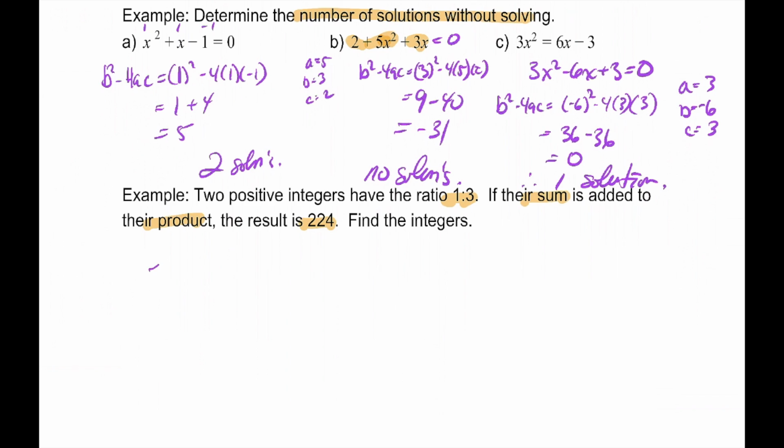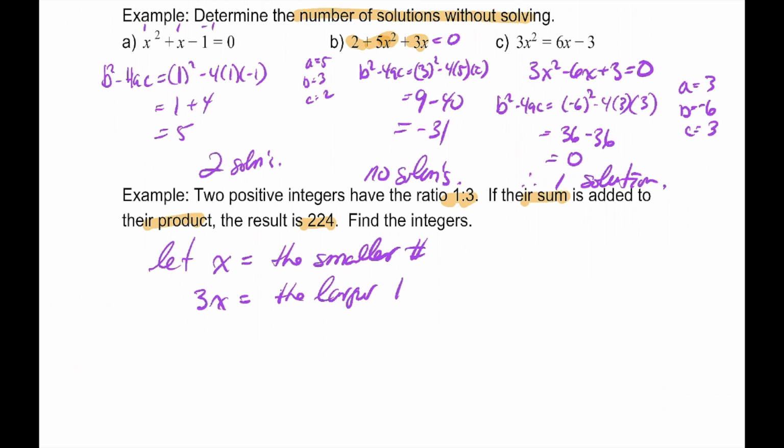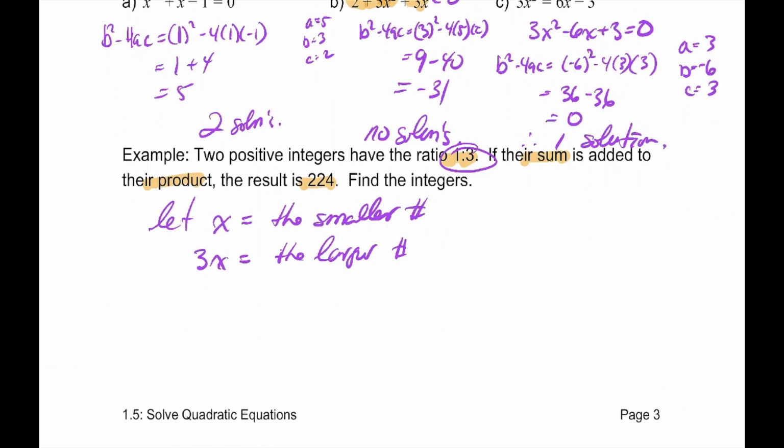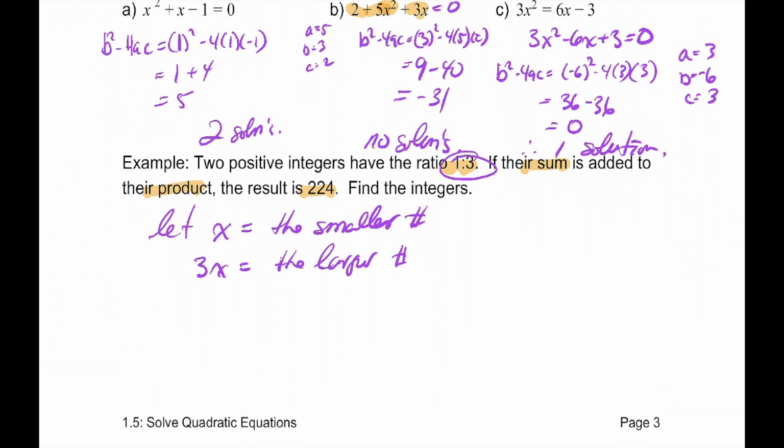Well, let x be the smaller number, and therefore 3x is the larger number. So how do I get that? Well, it's the 1 to 3 ratio. So these two numbers have to be related or connected somehow. So if their sum, so here we go, x plus 3x, that's the sum.